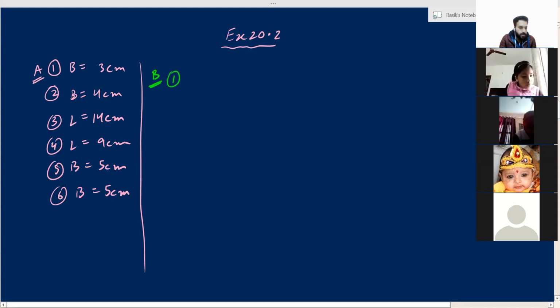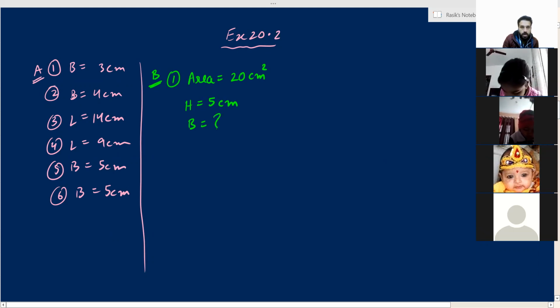Yes, sir. Question B, first part. Now the shape is a triangle. The figure that is given in the question is a triangle. The area of the triangle is given, first part, 20 centimeters square. Height of the triangle is given, 5 centimeters. The base of the triangle is not given. You have to find it out.